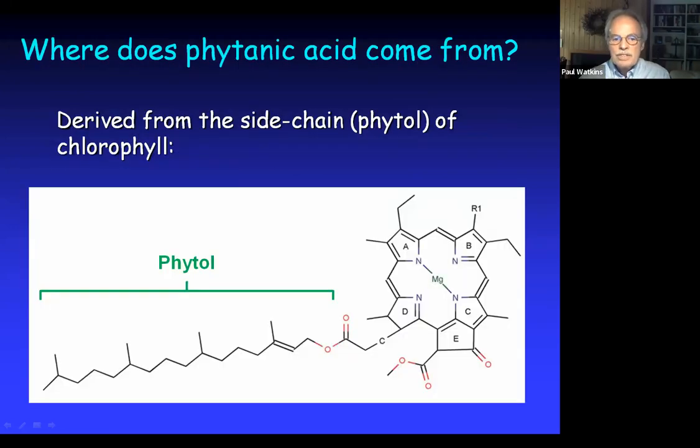Now, where does phytanic acid come from? It comes from the side chain called phytol of the chlorophyll molecule. And chlorophyll, most of us know, is the substance that gives the green color to plants. Chlorophyll is a very complicated molecule containing a complex ring structure at this end. And this actually is what gives the chlorophyll molecule its green color. But it has this side chain called phytol, which you can see at a glance looks very much like phytanic acid.